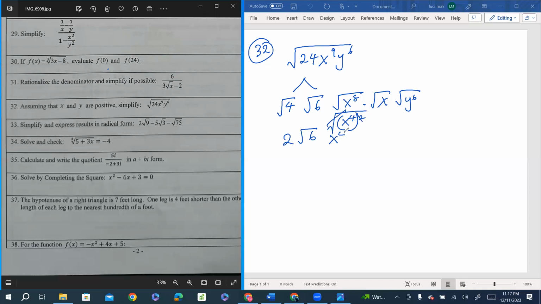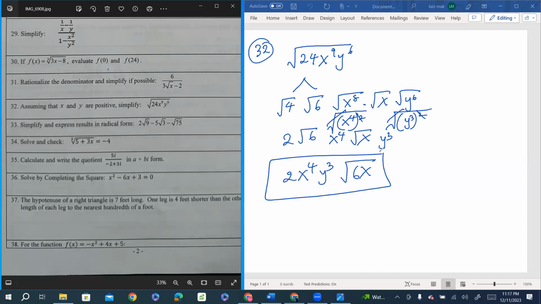So we have x to the power of 4. Then we have a radical x remaining. And this is y to the power of 3 squared. Again, the square root and this cancels out. So we get y to the power of 3. So we basically will have 2x to the power of 4, y to the third power, and then the square roots are 6x. Let me just confirm the answer for 32. 2x to the power of 4, y cubed, square root of 6x is correct. Okay.